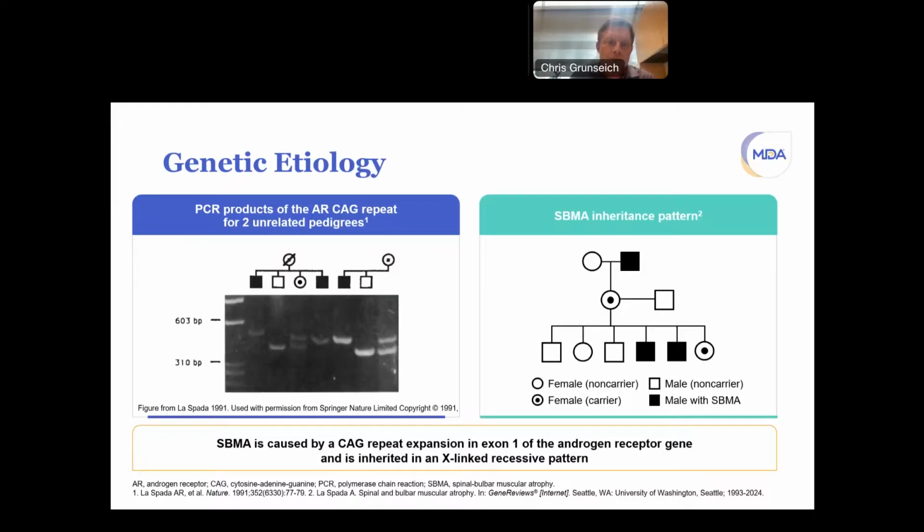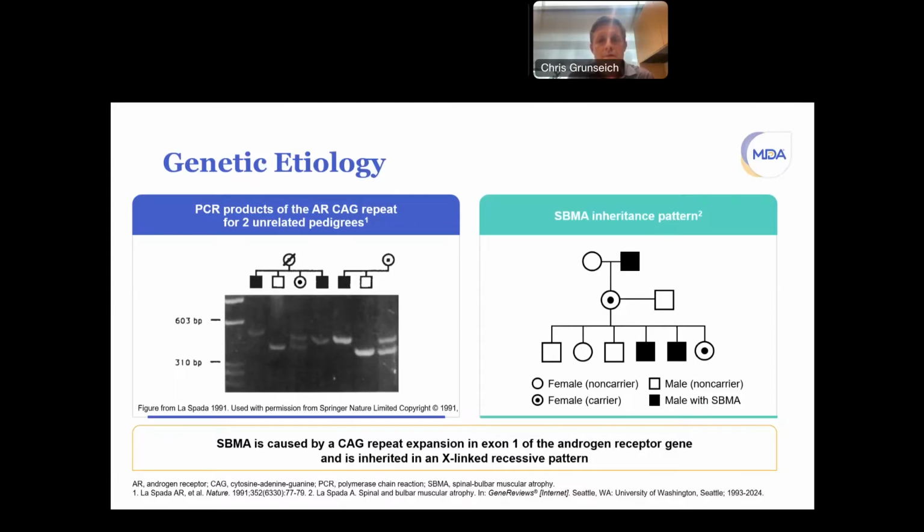Again, what this gel also shows is that the circles in the diagram that have the dot in the middle indicate that the female is a carrier, and she has both a normal copy, which is the bottom of that lane, and then the expanded copy of the androgen receptor, shown in the band just above the normal copy. If you look at the right side of the slide here, this shows the inheritance pattern. Female carriers will inherit the affected X from their fathers who are affected.